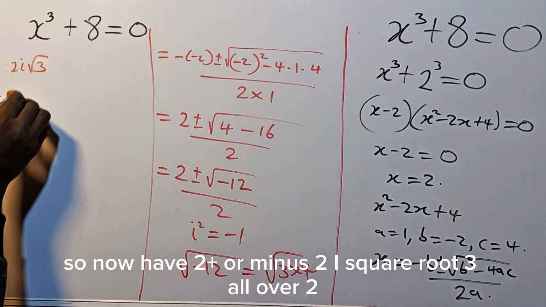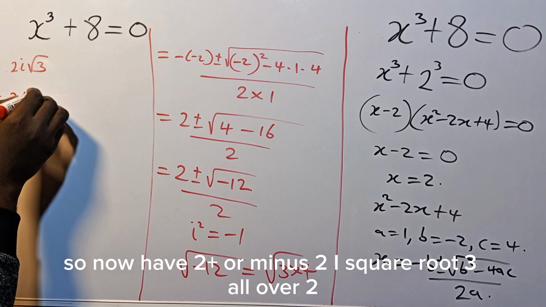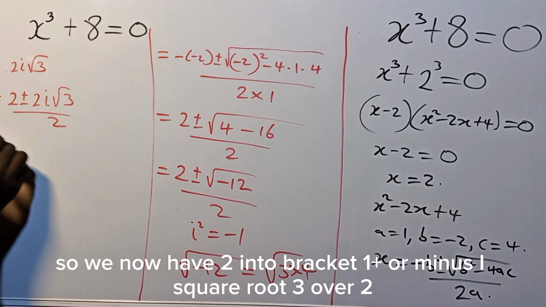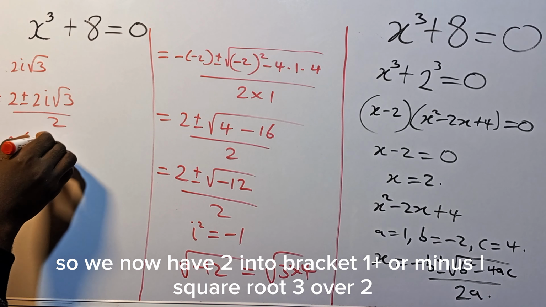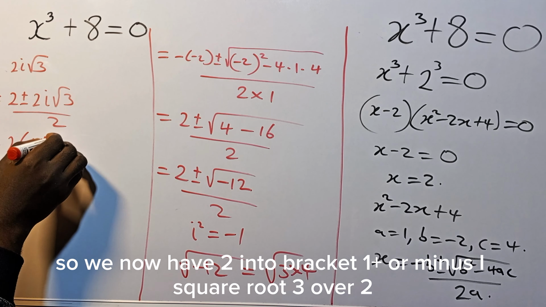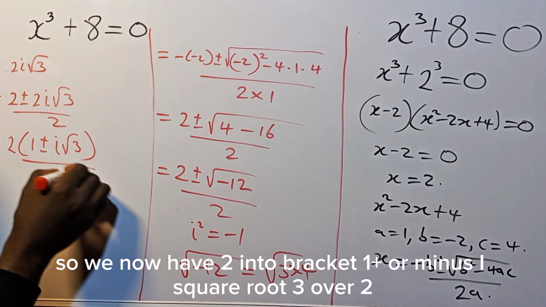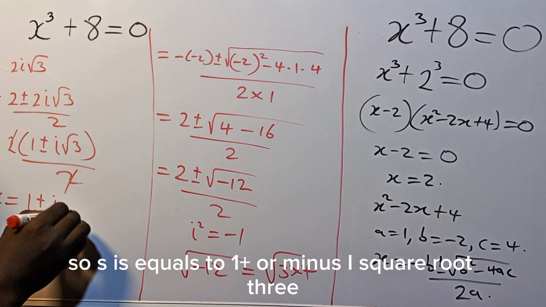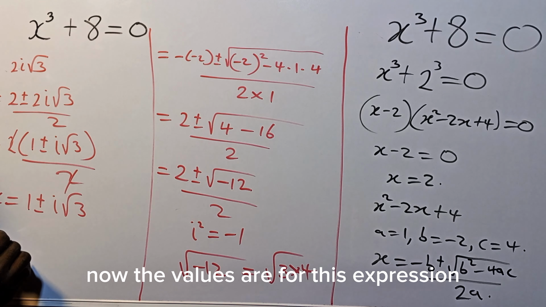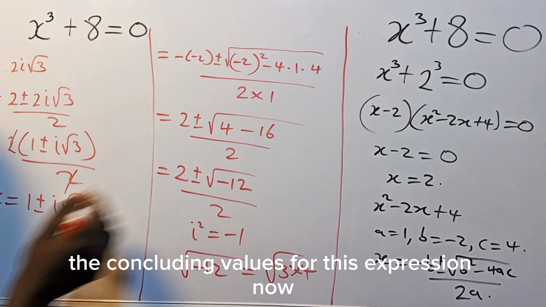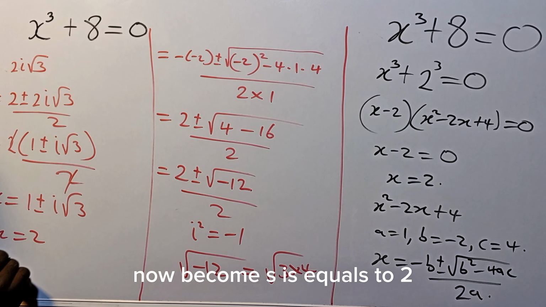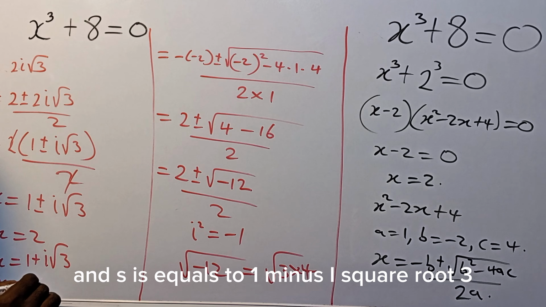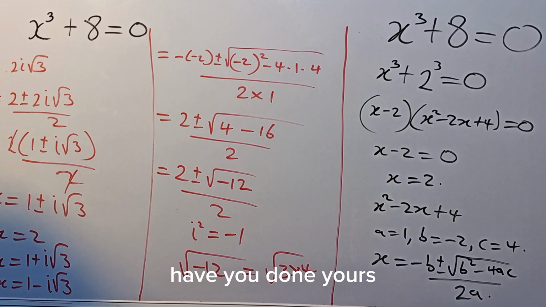So you now have 2 plus or minus 2i square root 3 all over 2. Then divide this expression by 2. So you now have 2 into bracket 1 plus or minus i square root 3 over 2. This one cancels this. So S is equal to 1 plus or minus i square root 3. Now the concluding values for this expression become S is equal to 2, S is equal to 1 plus i square root 3, and S is equal to 1 minus i square root 3.